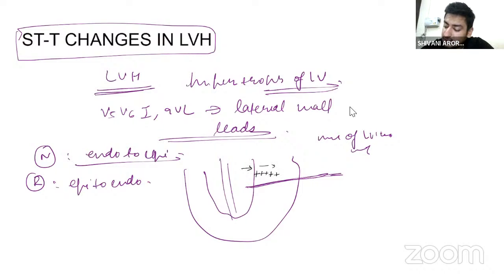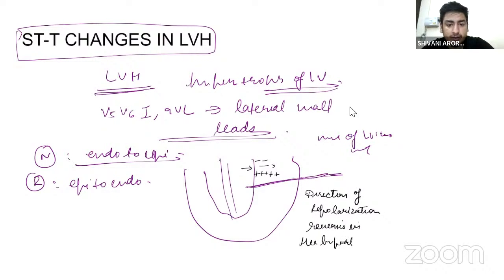Okay. So the direction of repolarization reverses in the hypertrophied wall. Due to this, in the left wall of the ventricle, the direction of the repolarization reverses, leading to T-wave inversions in the left ventricular lateral wall leads. So we would be having these T-wave inversions in V5, V6, lead 1 and lead AVL. This is known as a strain pattern.